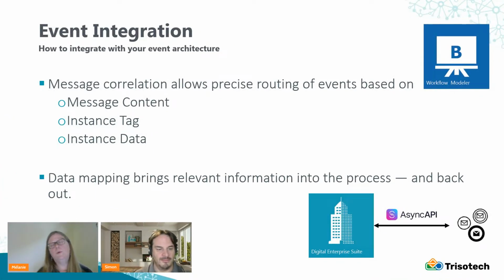One really important part of event-driven architecture is the message correlation. The correlation is how you decide which message matters to your process. That correlation is based on 3 different elements. We can use the message content, of course, to decide if the message is relevant. This is the fastest one. This is the best one to use at first to try to filter out as many messages as possible that are not relevant to your process.